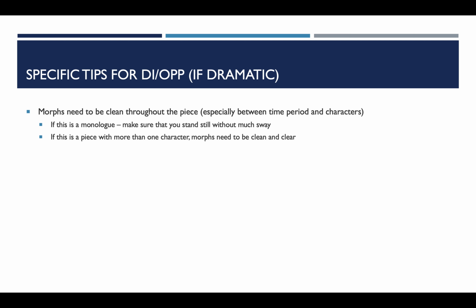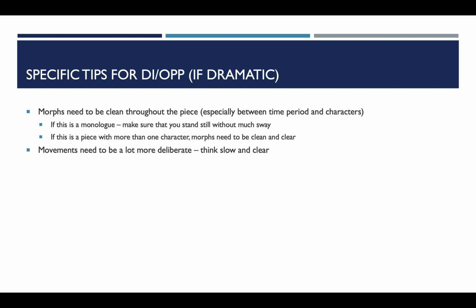they need to be super clean throughout the piece, especially in between time periods and scenes and in between characters. If this is more of a monologue piece, we need to make sure that your posture is super still, that you stand super tall without much sway. However, if this is more of a piece with multiple characters, your morphs need to be super clean and super clear, right? Create that space in between character A and character B. Make sure that you are deliberate and slow when you morph from A to B.